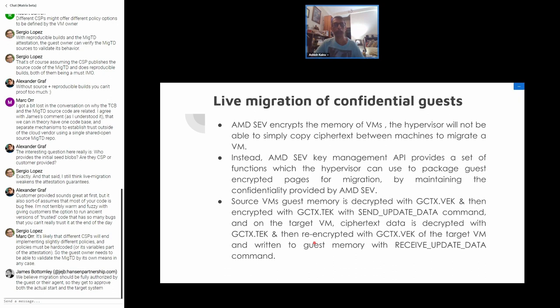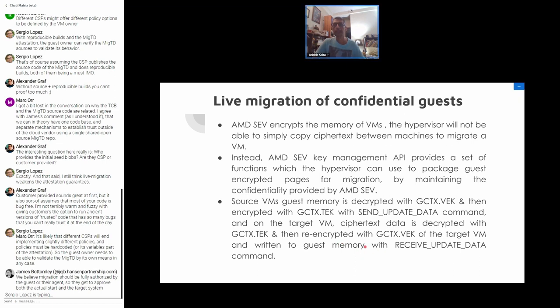It's generated through the AMD security processor. Okay. And is it going to be a common key across all migrations happening? No, it's an ephemeral key. Okay. Thank you.